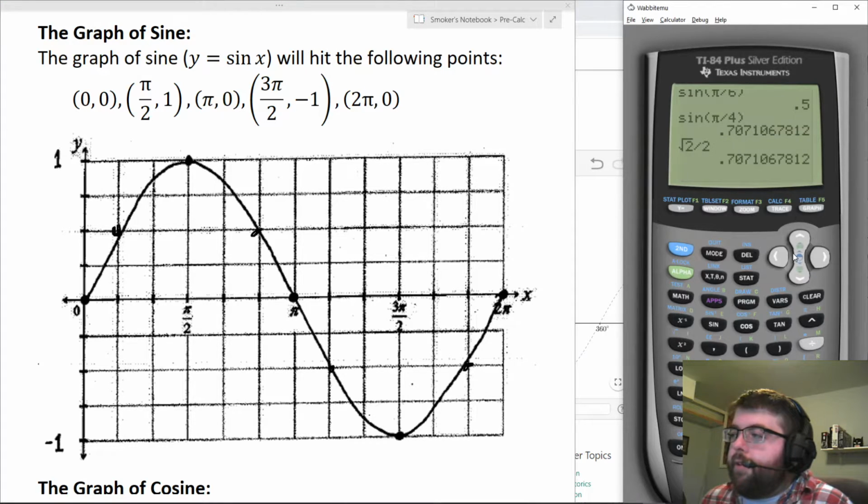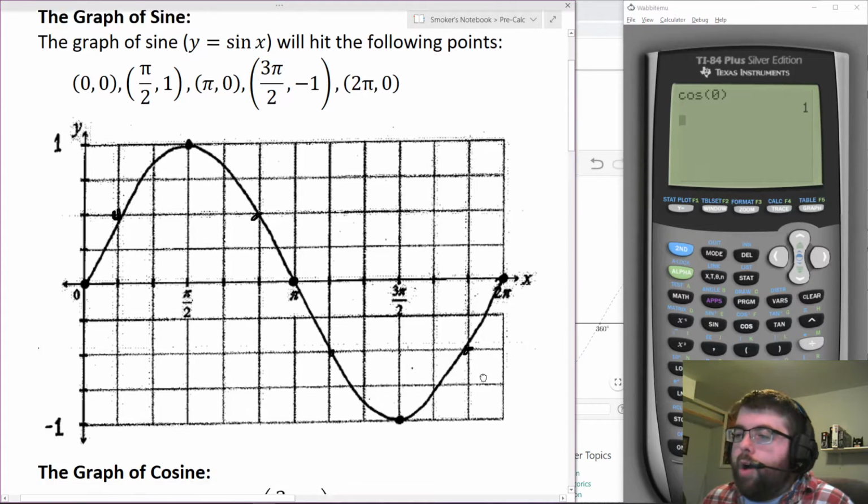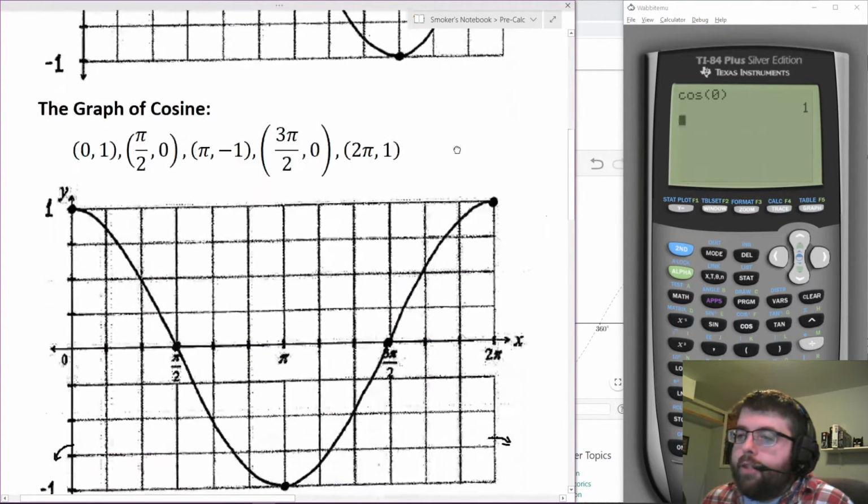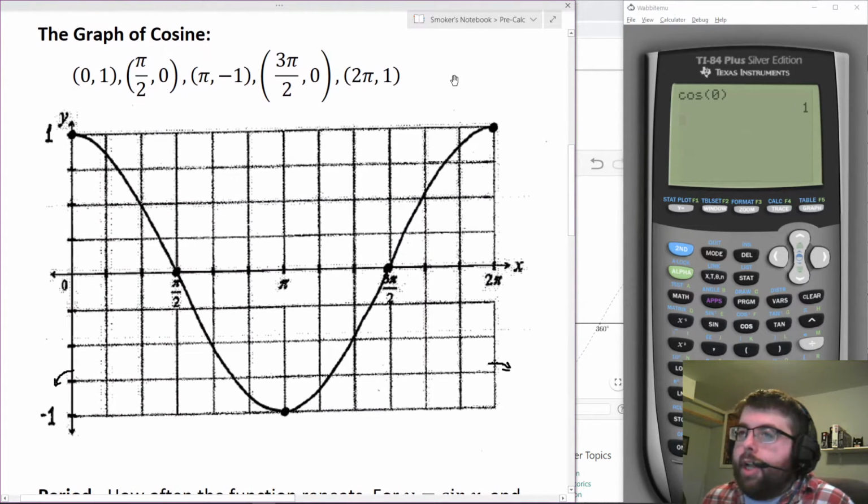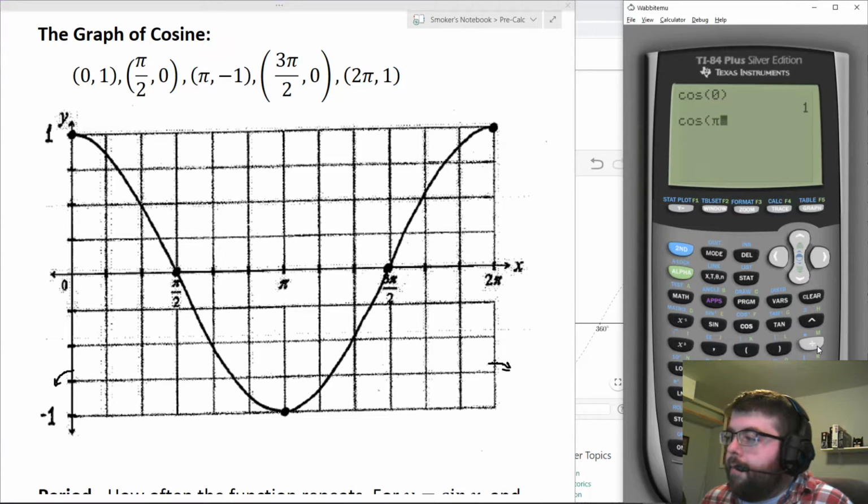Before I show the graph of cosine, let me clear this. Let's put some values in. Cosine of 0, when you put 0 into cosine, you might remember from the table, you get 1 out. Cosine of pi over 2, you put that in, you get 0 out. So this function is going from 1 down to 0.